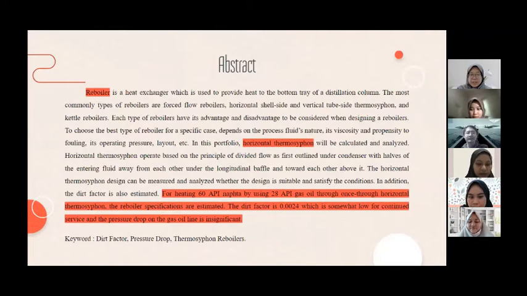The first point is abstract. In this portfolio, we are going to explain about Reboiler, especially horizontal thermosiphon, and we are going to measure and analyze whether the design is suitable or satisfies the case by using 1-shell horizontal thermosiphon for heating 60 API naphtha, using 28 API gas oil, and we also calculate the dirt factor, which will be 0.0024.